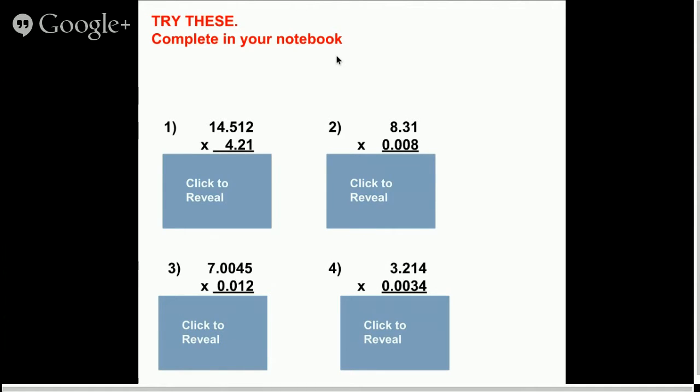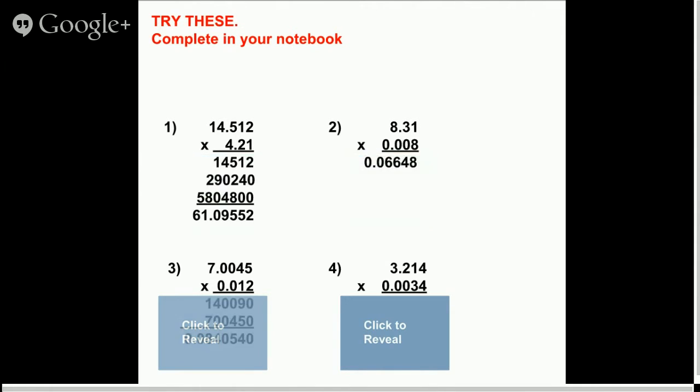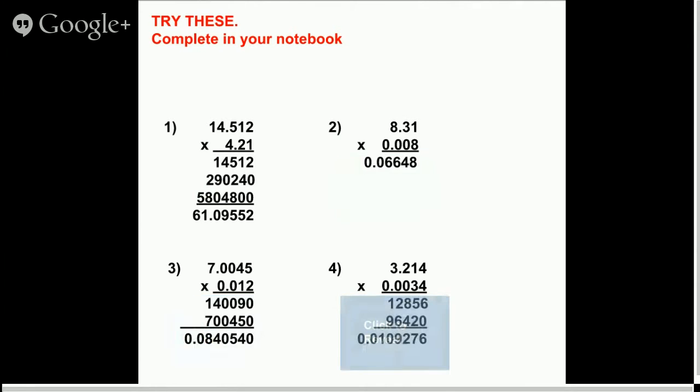To prove to yourself that you can do it, go ahead and try these in your notebook. Go ahead and pause it. All right, the correct answers are... go ahead and pause it if you want to check your answers.